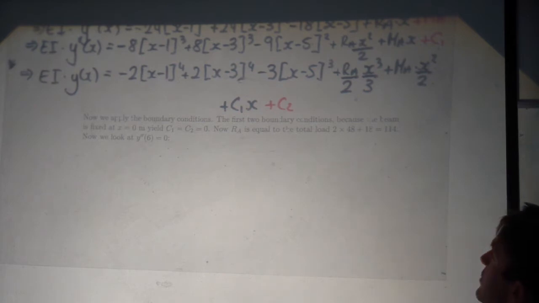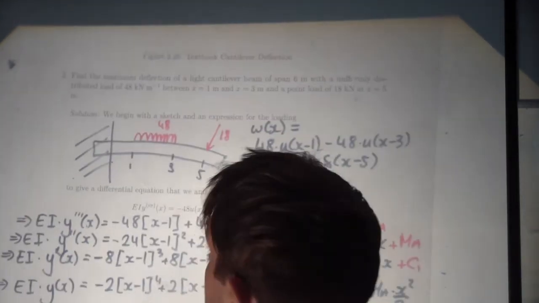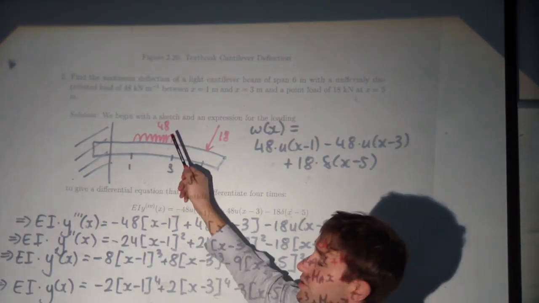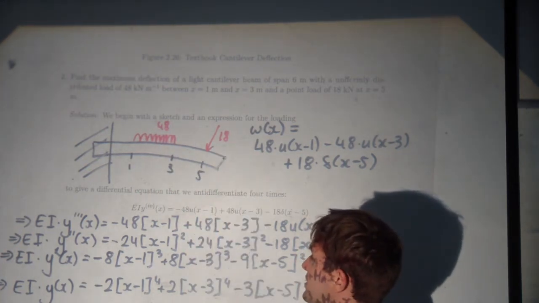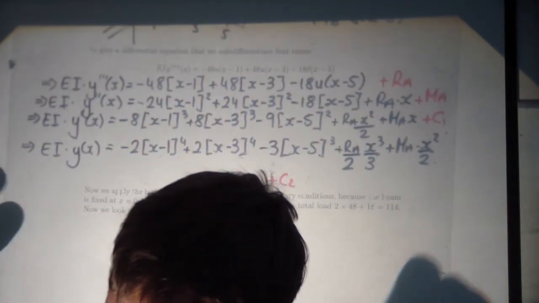And RA is equal to the sum of the loads. If you go back and look at the load, this is per meter. So you've got 2 meters, so it's 48 by 2, so you have 96 kilonewtons there, and another 18 there. Add them together, you get 114. And the last thing to find is MA.